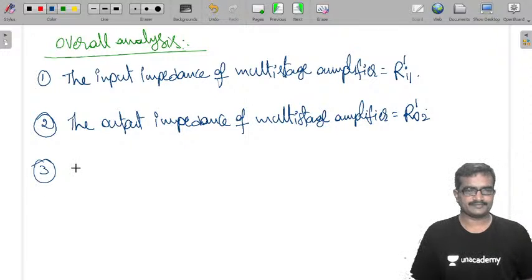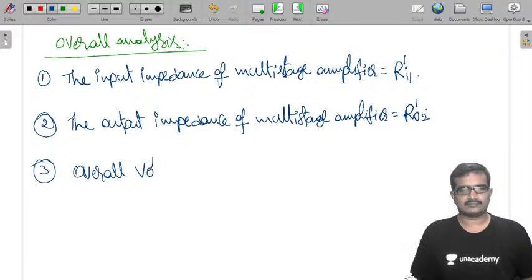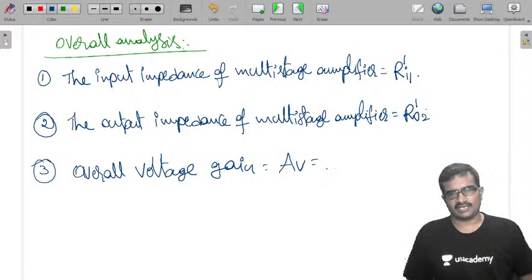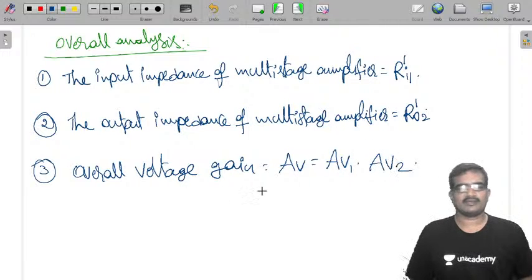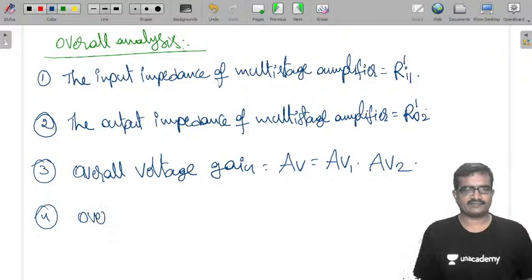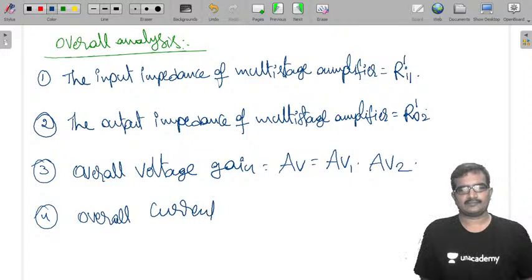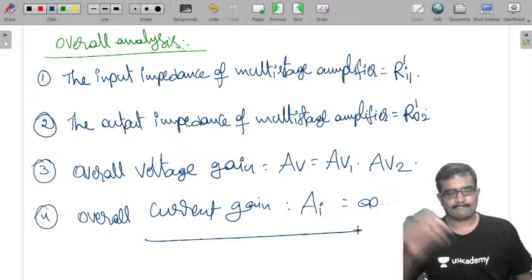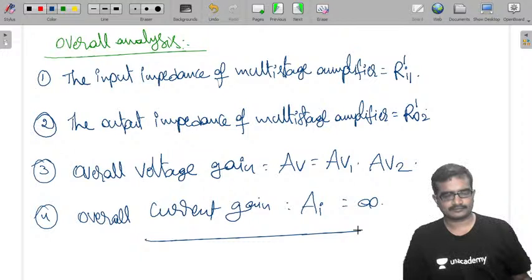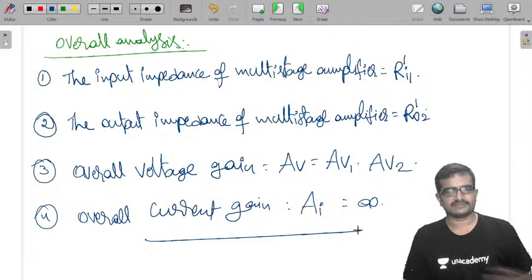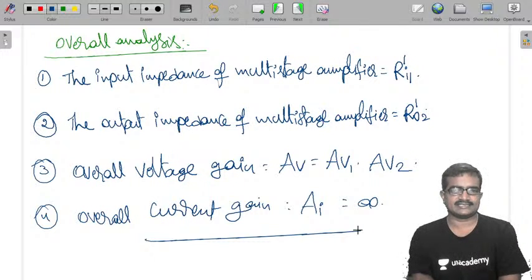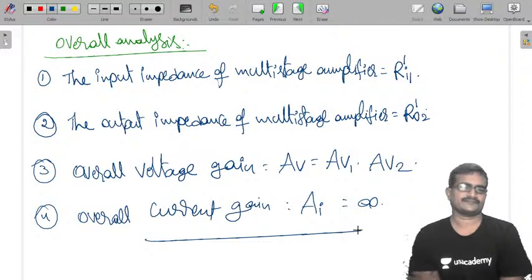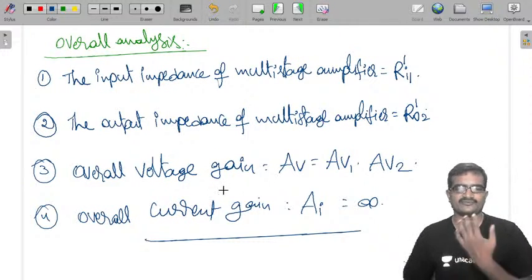Overall voltage gain. AV is AV1 into AV2. And overall current gain is infinity. That's it. This is the data. This is the overall information. Like this, you need to analyze the multi-stage amplifier. Any multi-stage amplifier you can take, just follow this procedure.